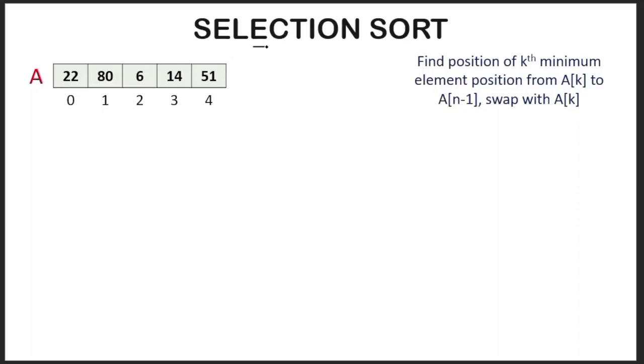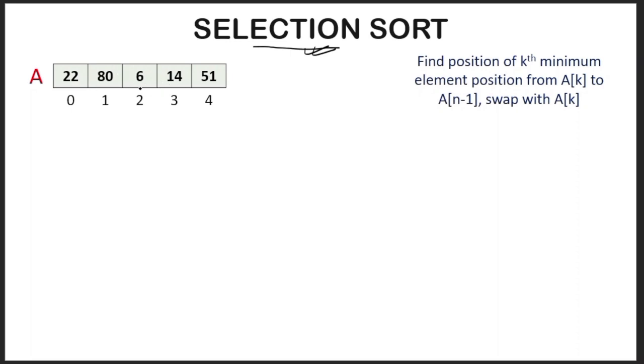In this video, we will see how the selection sort algorithm works. So let's take this example. This is an array A with the elements 22, 86, 14 and 51 in it. So there are 5 elements in this array.